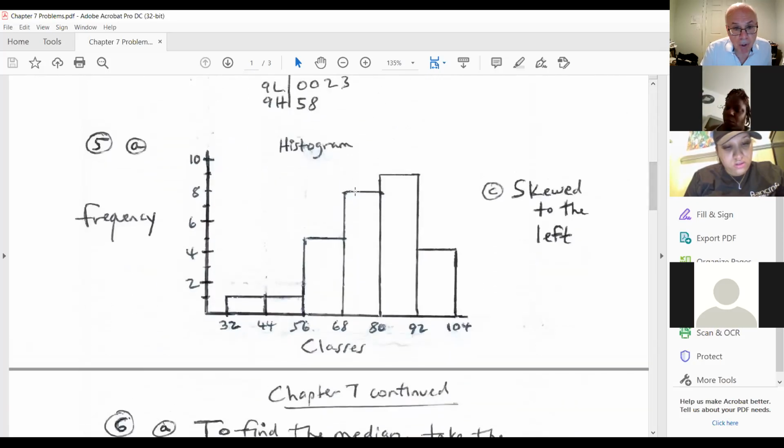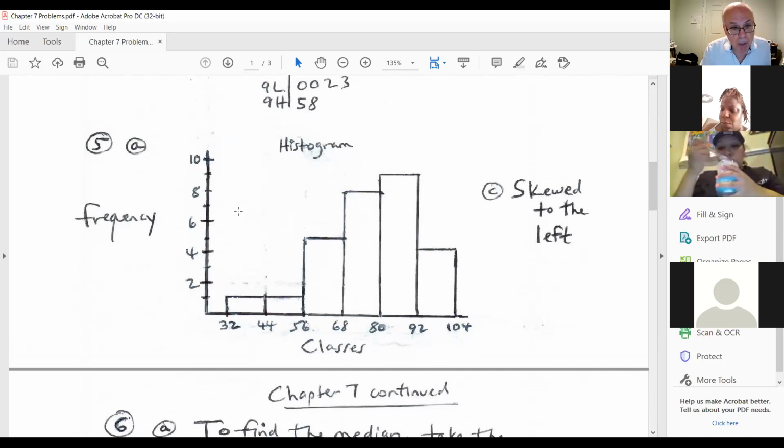This histogram is slightly wrong. This class here between 68 and 80 should have 9, and this one should have 8. But regardless, that's what the histogram looks like. And as you can see, it's skewed to the left, which means it tails off to the left. If we drew a curve around this here, it would certainly move towards the left. All right, so that's what we mean by skewed to the left.